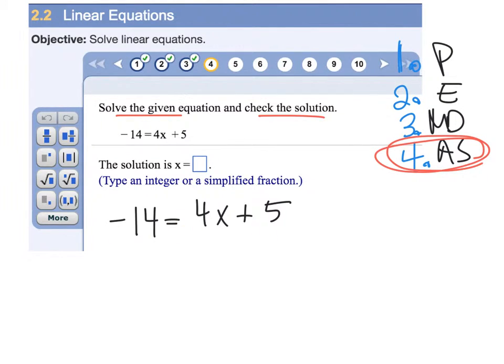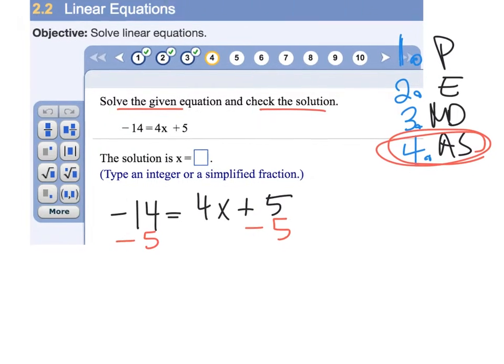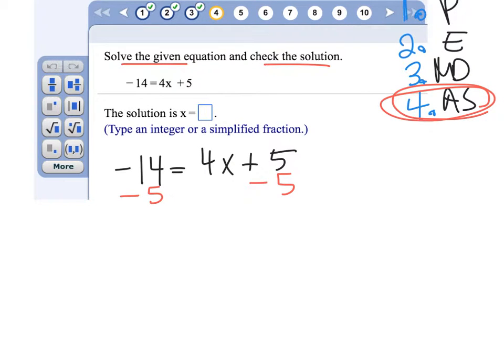So we're going to look over here, and we have some addition. So we have to take care of it. And what do I mean by that? It means we have to undo it. So we're going to subtract 5 from both sides. And plus 5 minus 5 kind of undoes each other.